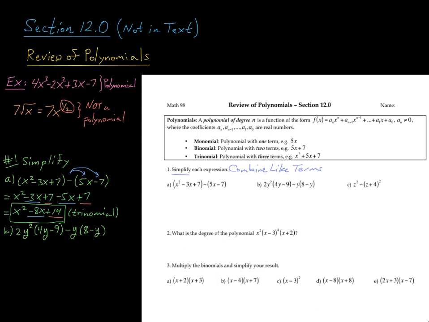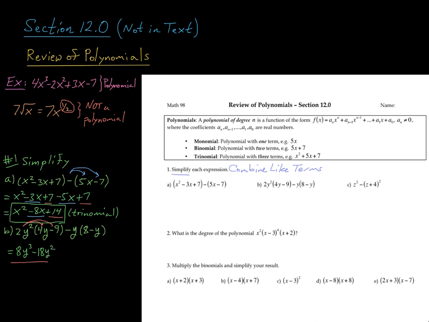Great. Well, let's go ahead now and do part B. Pretty similar, so I'm going to start off again with opening parentheses. I'll distribute this 2y squared, and that's going to give us, well, 2y squared times 4y, that'd be 8y cubed. And then 2y squared times a -9, that would be a minus 18y squared.